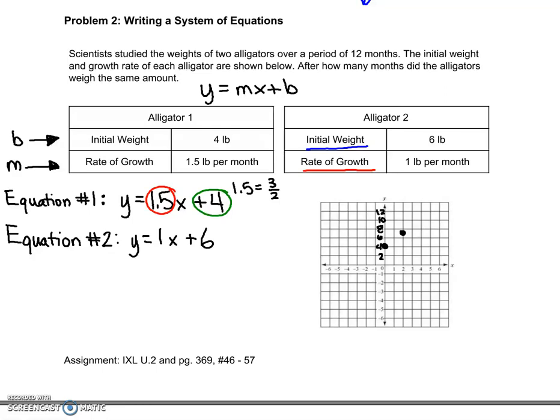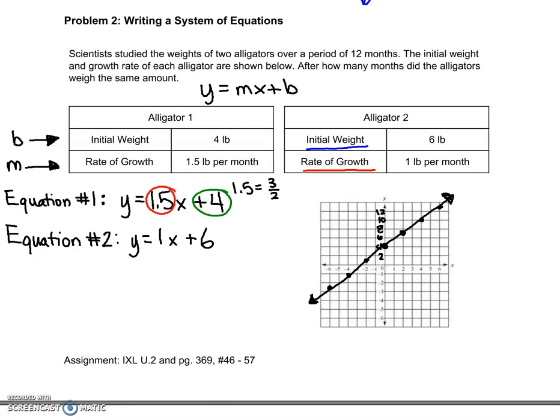And I'm going to continue to do that. So up 3 puts me at 10, right 2. Up 3, right 2. And again, I can go backwards too. So down 3, left 2, down 3, left 2. So I went ahead and graphed for alligator 1.